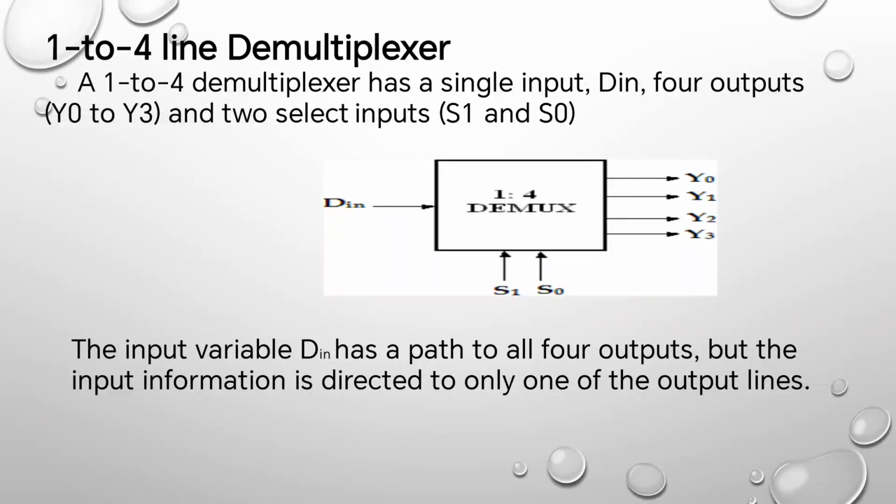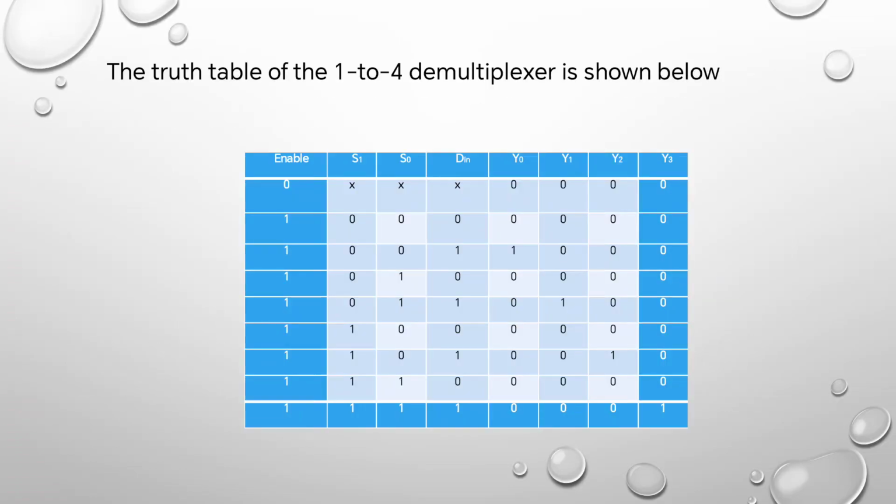1 to 4 line demultiplexer. A 1 to 4 demultiplexer has a single input D in, 4 outputs Y0 to Y3, and 2 select inputs S1 and S0. The input variable D in has a path to all 4 outputs, but the information is directed to only one of the output lines.